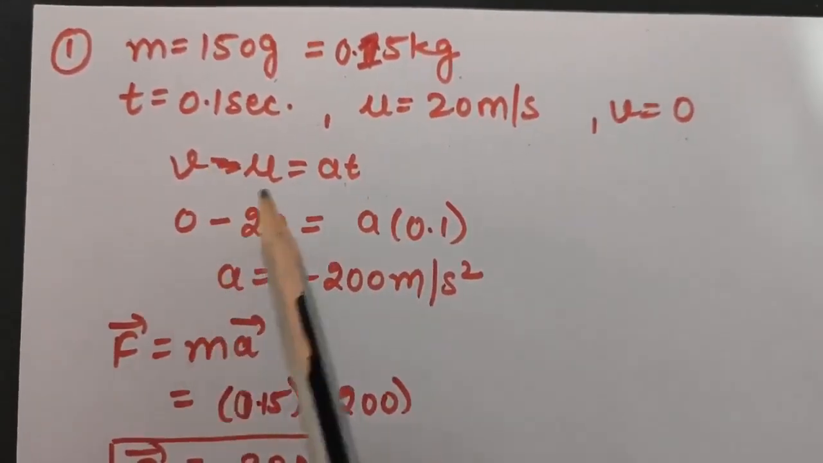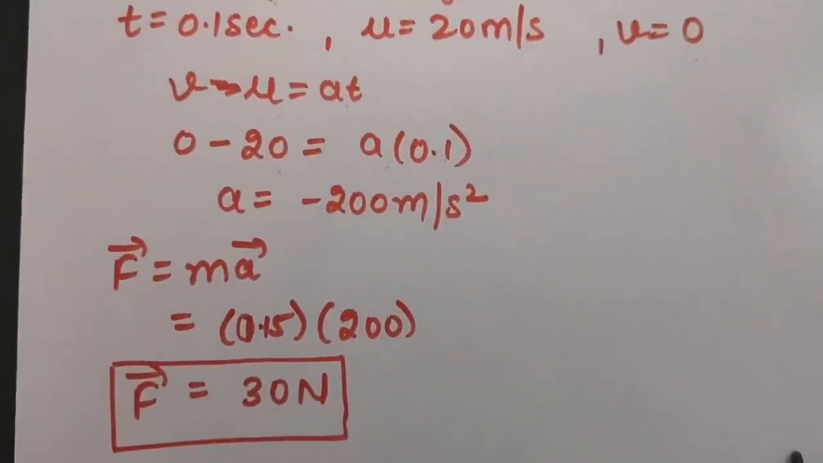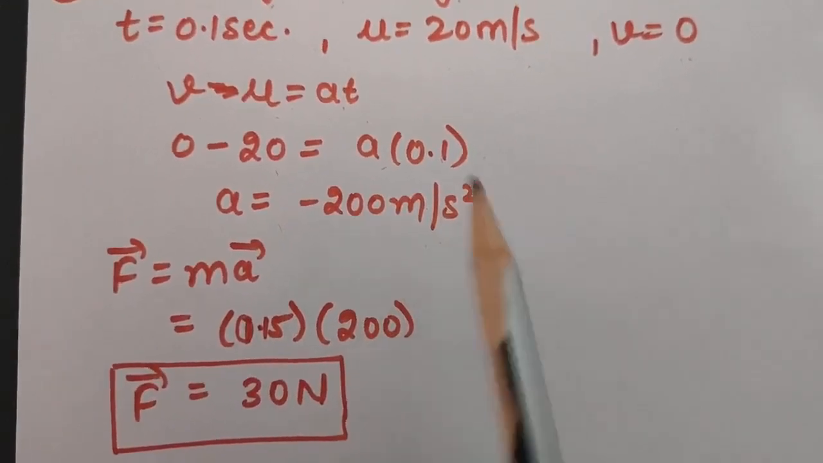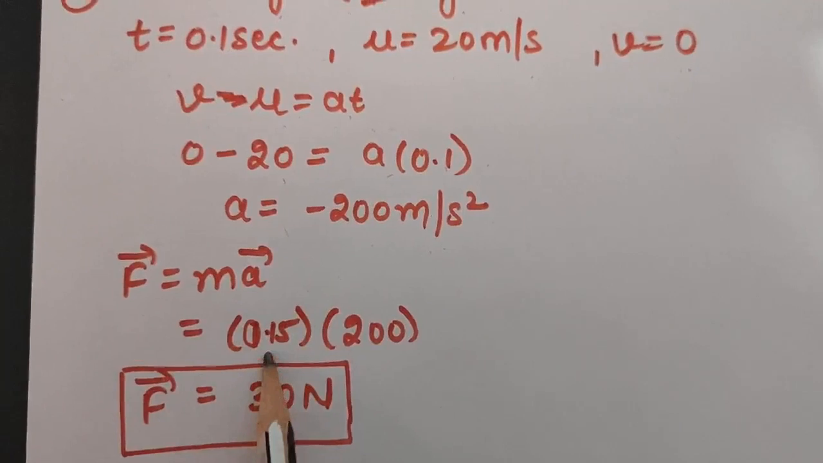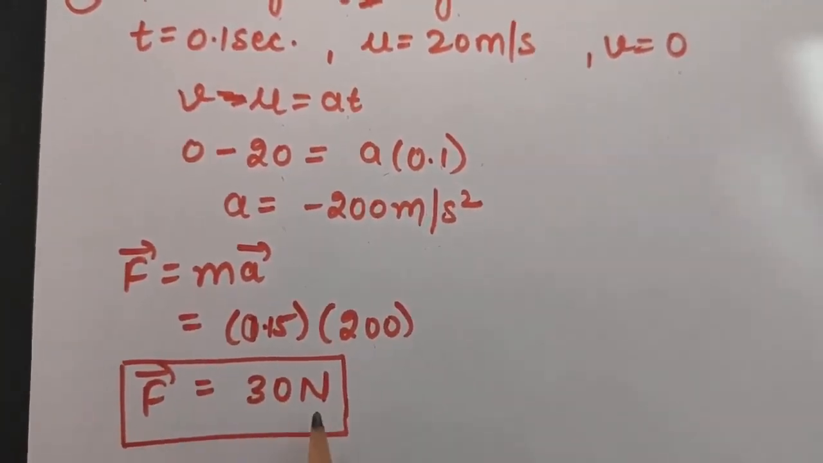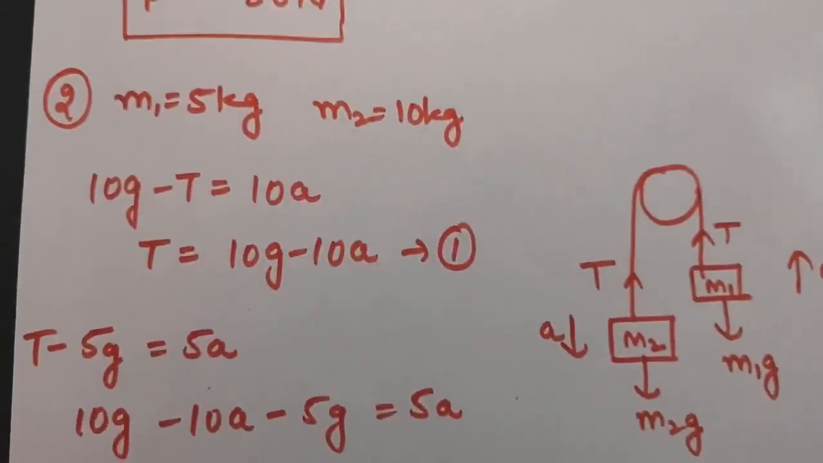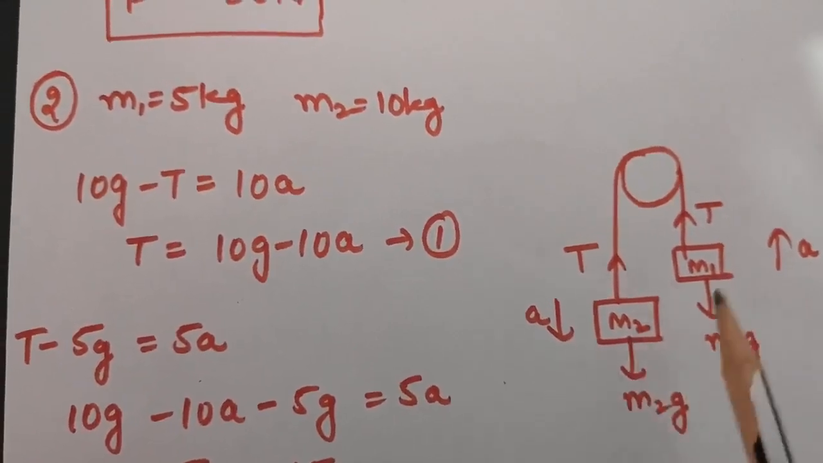So V is 0, U is 20, T is 0.1. So when you solve it, you will get the value of acceleration to be minus 200 meter per second square. And from here, as you know, F is MA. So just put the value of M and A and you will get the answer of the force to be 30 newtons.